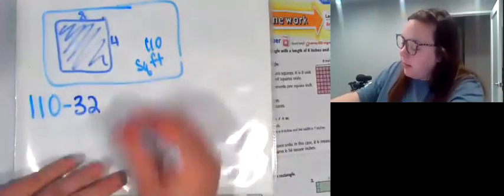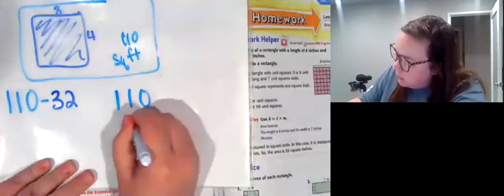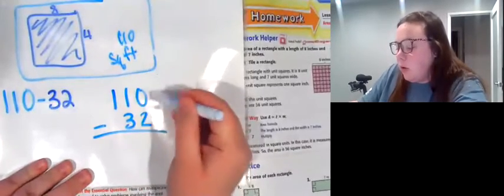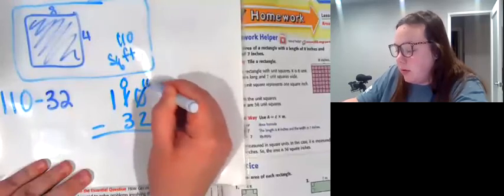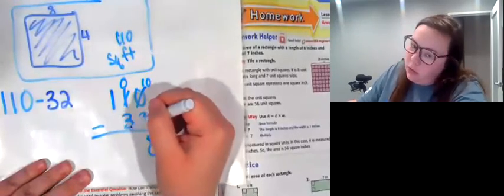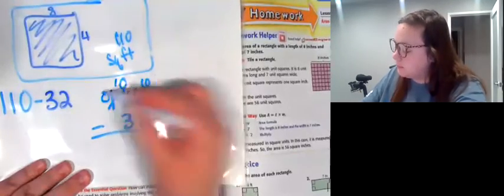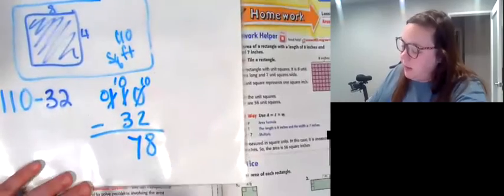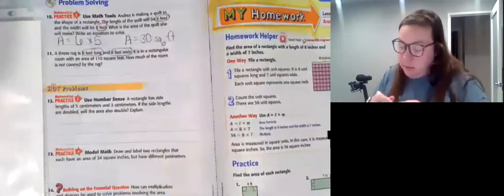All right, I'm going to rewrite this. 110 minus 32. 0 minus 2, more on the floor. Go next door. Get 10 more. 10 minus 2 is 8. 0 minus 3, more on the floor. Go next door. Get 10 more. 10 minus 3 is 7. So we have 78 square feet.